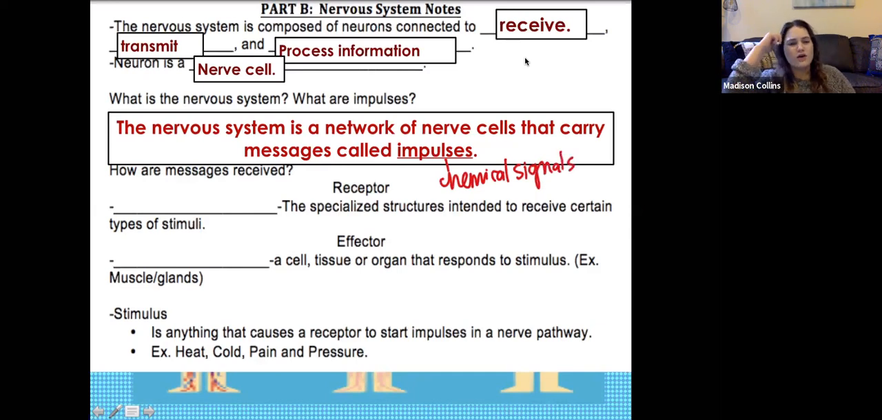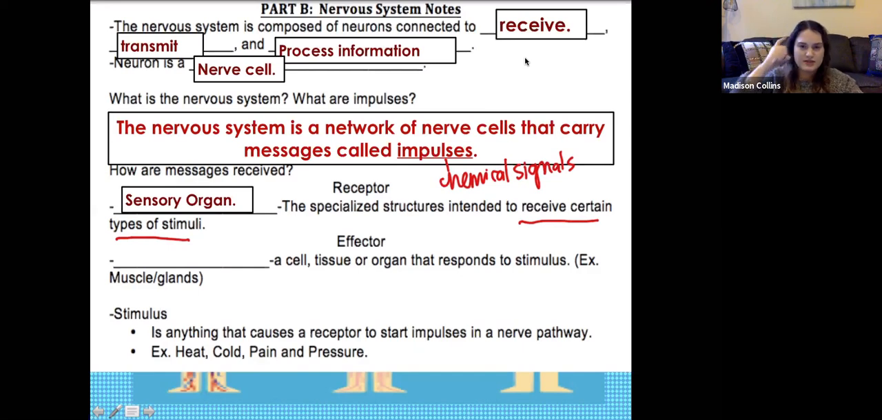Right, and how are messages received? Well, this is where two things called receptors and effectors come into play. Receptors are going to receive signals or receive stimuli. And these are going to be our sensory organs. So things like our eyes, our ears, our nose, things like that are going to receive those messages, or receive the stimuli, I should say.